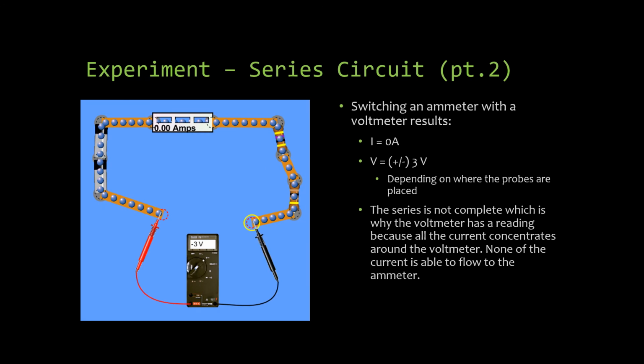After switching an ammeter with a voltmeter, I got the results of the current being 0 amps and the voltage being plus or minus 3 volts, depending on where the probes are placed. The series is not complete, which is why the voltmeter has a reading, because all the current concentrates around the voltmeter. None of the current is able to flow to the ammeter.